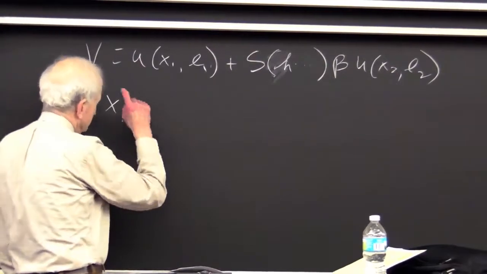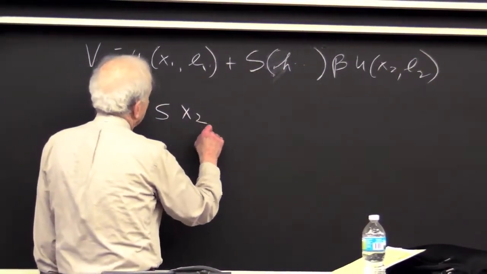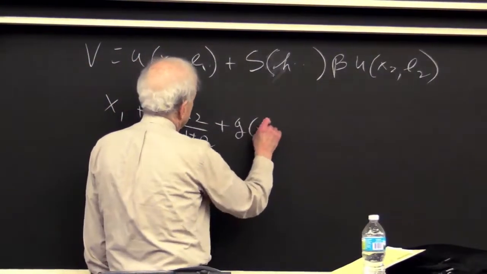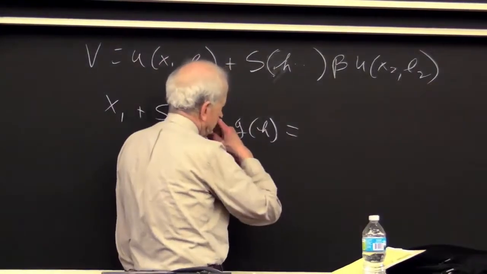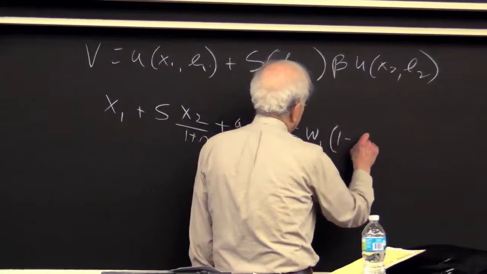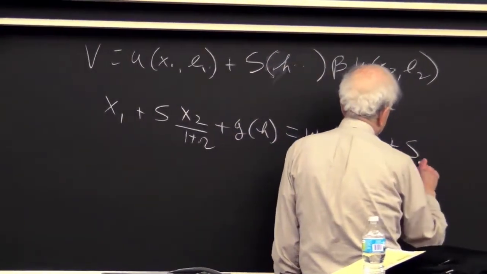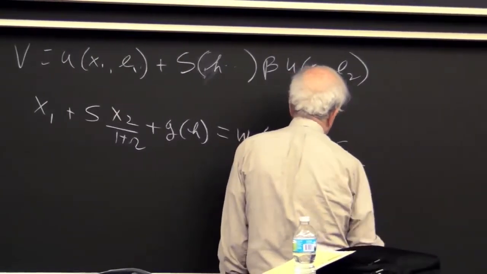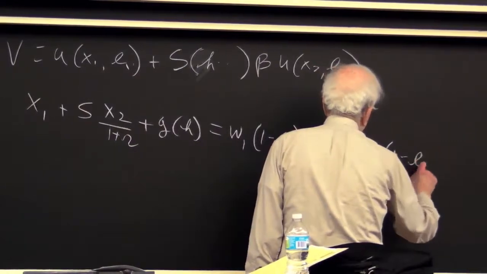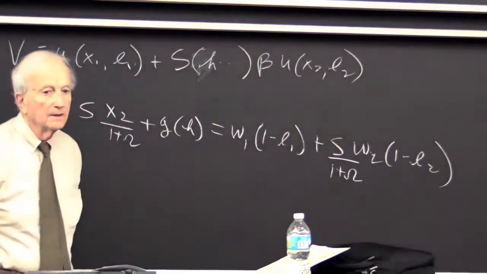X1 plus S, X2 over 1 plus R, plus G of H, is equal to W1 times 1 minus L1 plus S over 1 plus R times W2 times 1 minus L2. Right? That's what we had.